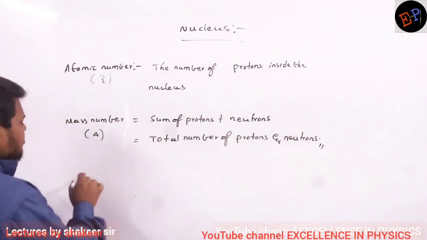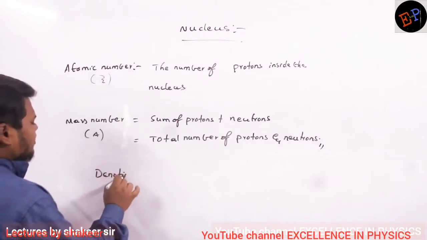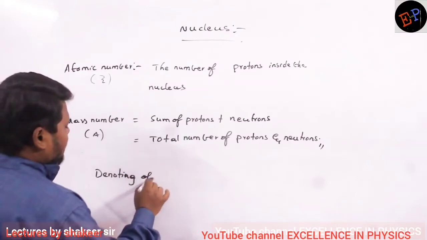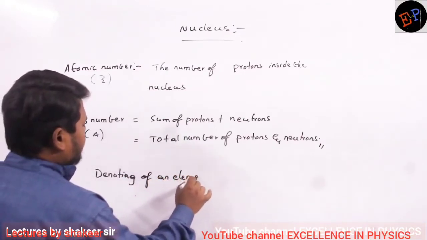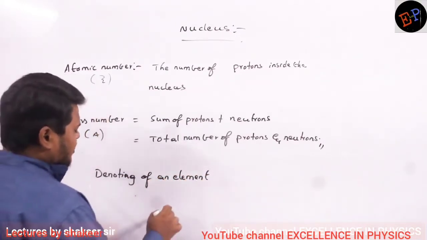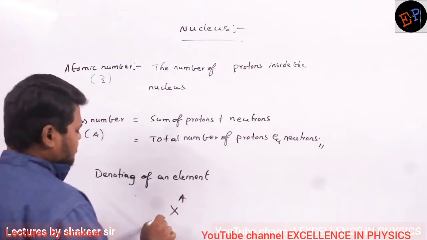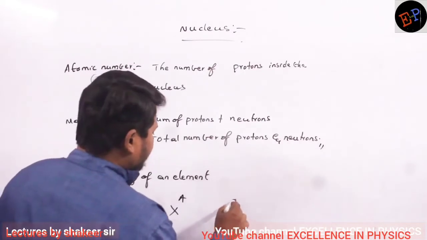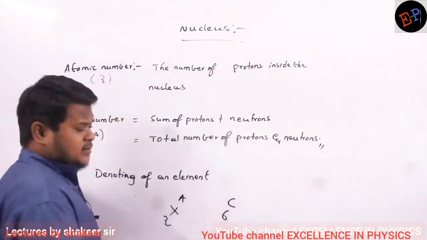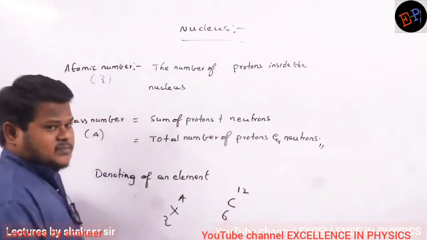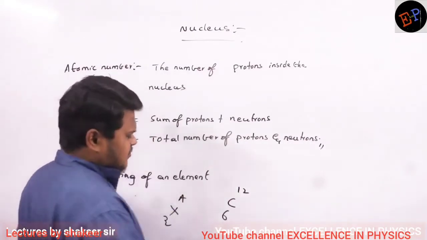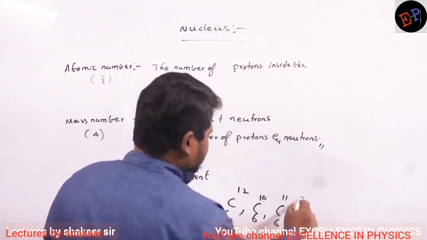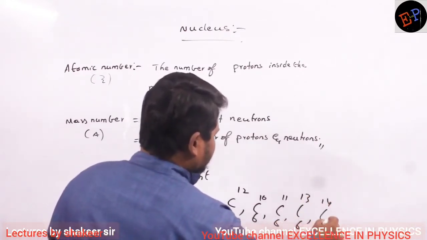So how to denote an element? Denoting of an element: I can write X with A and Z. This is how I denote an element. For example, if I take carbon, I will write the atomic number here and the mass number here. There are many isotopes of carbon: C-6-10 is present, C-6-11, C-6-13, C-6-14.